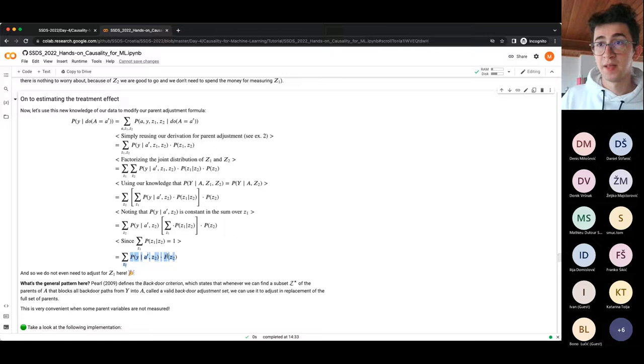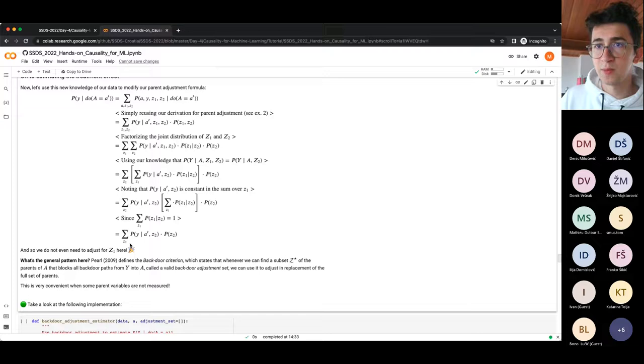And that's super cool, actually. So this is, again, the parent adjustment we used here. But what we see is that we don't even need to adjust for Z1. So we had a slightly more complicated example here, but it works, right?